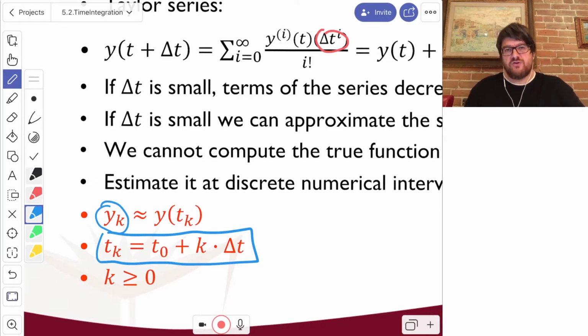Okay. So the game is the following. We want to estimate y. We don't know y. y is the true solution of the differential equation, and we usually cannot solve it exactly. We have to solve numerically. Numerical solution means you're going to estimate it at some points in time. And those points are yk.